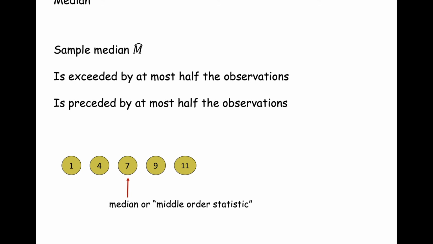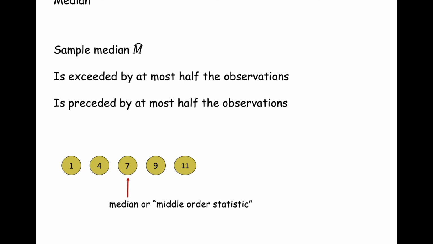The sample median, M hat, is exceeded by at most half of the observations, meaning other values are bigger than it. So if you have 10 observations, the sample median is exceeded by no more than 5. Half of your measurements or samples are bigger than the sample median, and it's preceded by at most half of the observations. That means no more than half the observations are smaller than it.